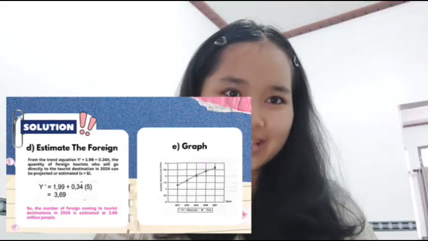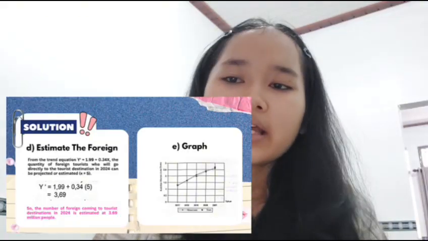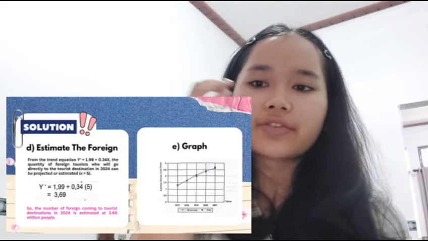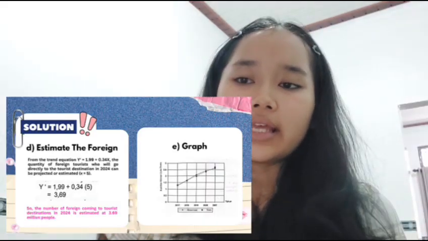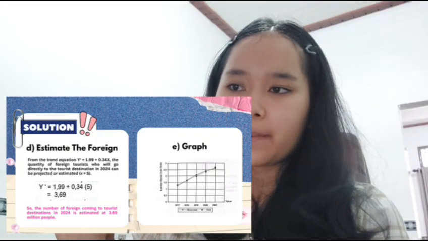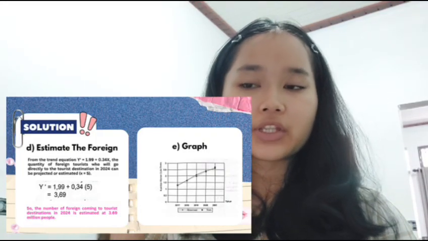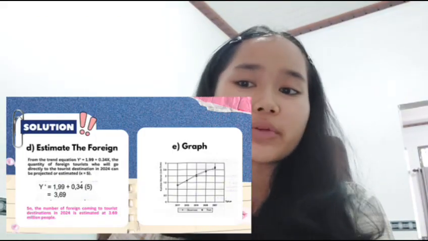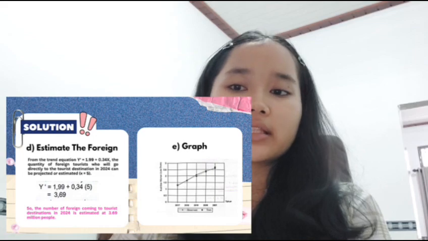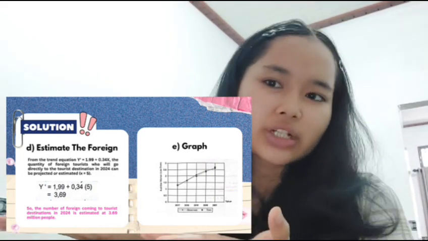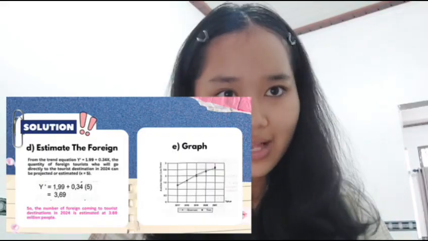And the next is the graph. The last question in this example is how to make the graph. It's based on the observation and also the trend data. The observation we can see in the result of question C, where there's the number of tourists or Y1, and also the trend. We put it into the graph, and there's the result of the graph. Okay, that's all from me.